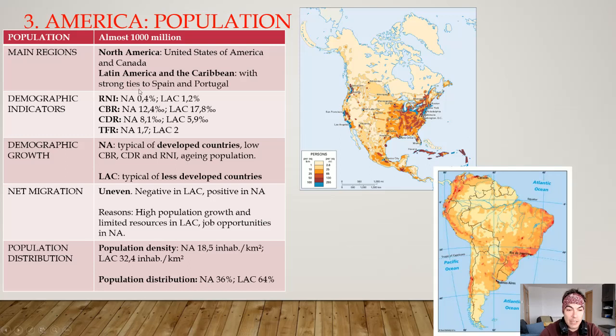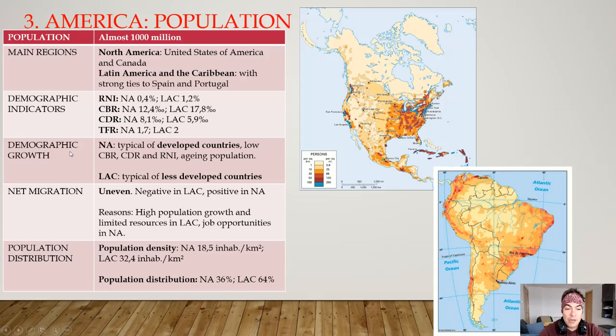So we have a very low natural increase in North America because they have an average birth rate, a low death rate, and 1.7 total fertility rate, which means, remember, the average number of children per woman. In Latin America and the Caribbean, which is this area here, Central America, the islands of the Caribbean, and all South America, the natural increase is a bit higher because their birth rate is way higher than the one in North America. The death rate is lower, and the total fertility rate is a bit higher.